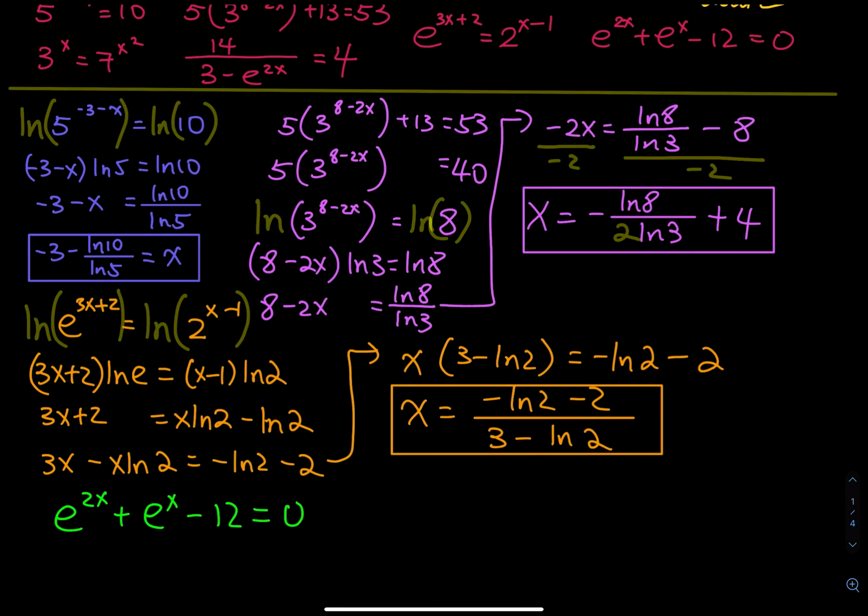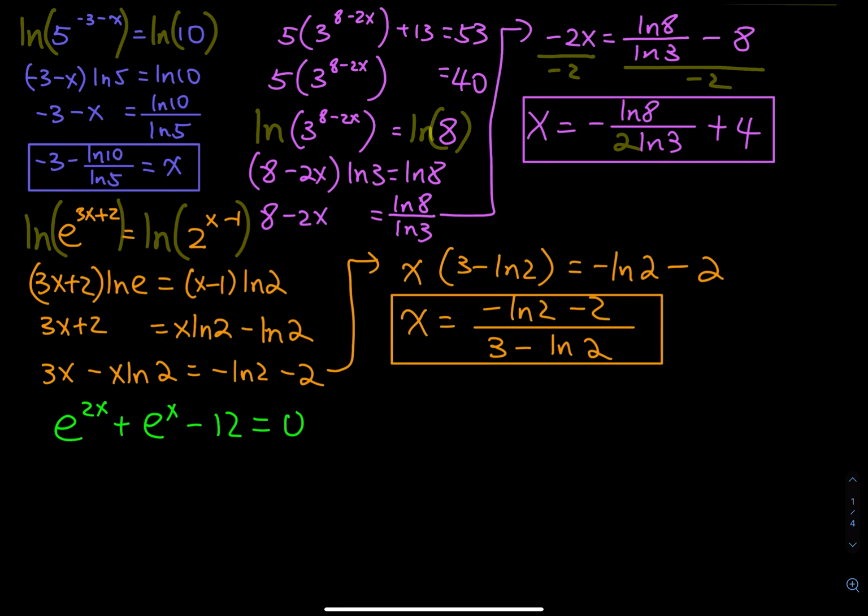The other two problems, I will copy that for you as well. Don't worry about it. So this one, we are going to do a substitution. So e to the 2x, I'm going to write as e to the x and then raise that to the second power. And then this one is e to the x. I will raise that to the first power minus 12 equals 0.